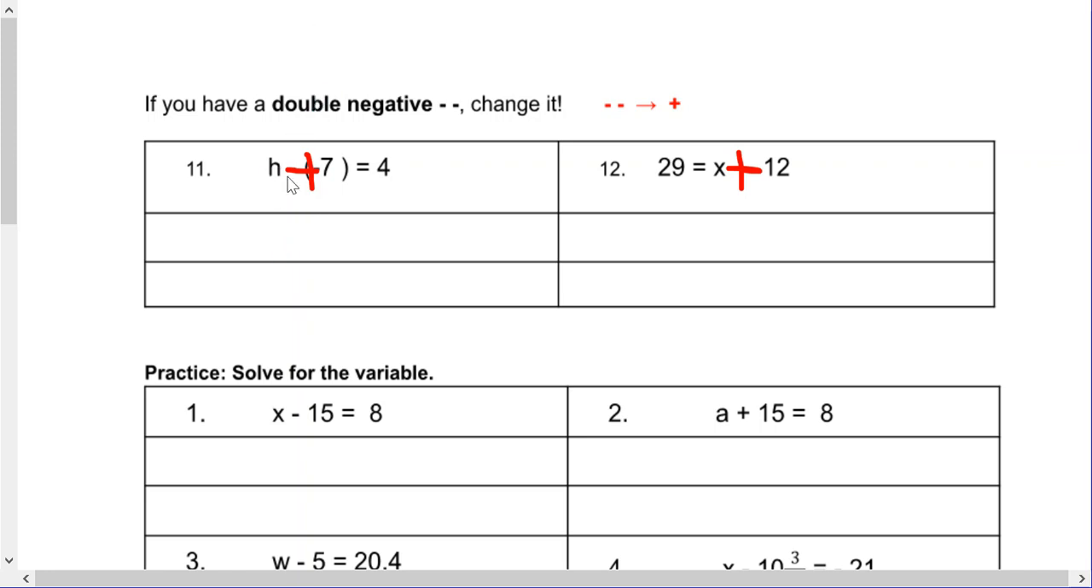So here you have plus 7, you have to do minus 7 on the left, minus 7 to the right. So 7 and 7 is cancelled. H is equal to 4 minus negative 7, which is negative 3. And next question, 12. To get rid of plus 12, you have to do minus 12 and minus 12. And 12 and 12 is cancelled. 29 minus 12 is 17 equals x. And you can do the practice questions below.